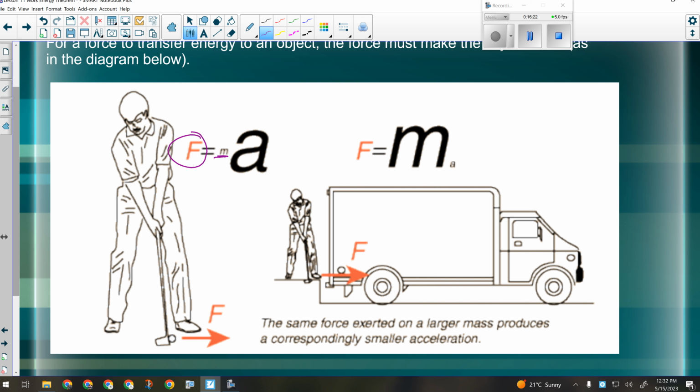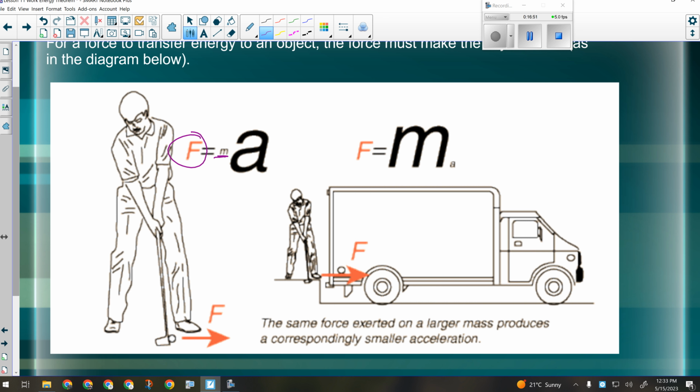Everybody okay with that? Now, let's say for whatever reason, they decide a golf ball is not a challenge, so they're going to wind up and smoke this truck. Same amount of force, same golfer. But now he's hitting an incredibly large mass. So he's going to produce a much smaller acceleration.